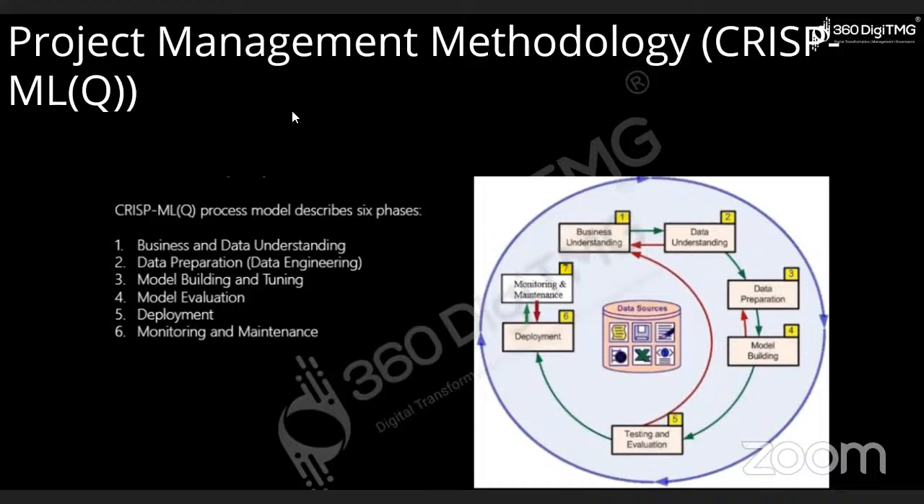Once deployment is done, every 2 to 3 months you keep on monitoring whether that model is working fine or not. If it is not working fine, you provide the maintenance. This is your project management methodology.